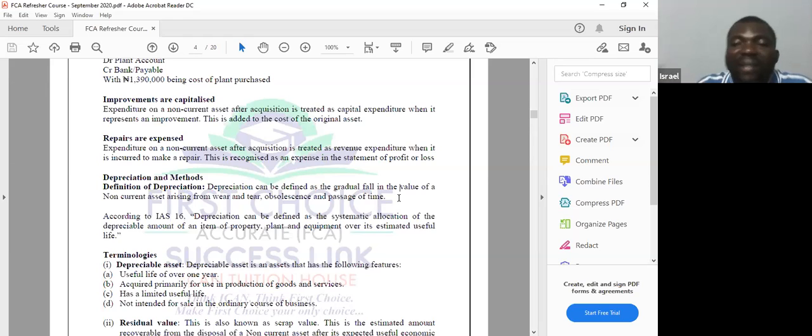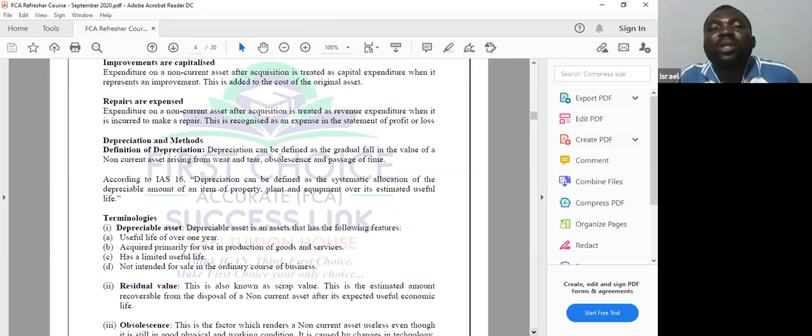So when you purchase an asset of 20,000 naira and expect it to be in use for 20 years, you have to spread it over the 20 years. That 20,000 naira will be spread over the 20 years, and that is how you account for depreciation, on a yearly basis. Depreciation also shows the benefits or resources that you have enjoyed from the asset while carrying out your activities. So that's what depreciation is.